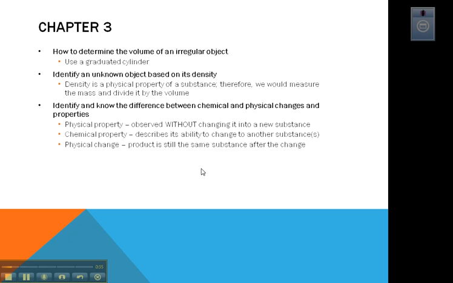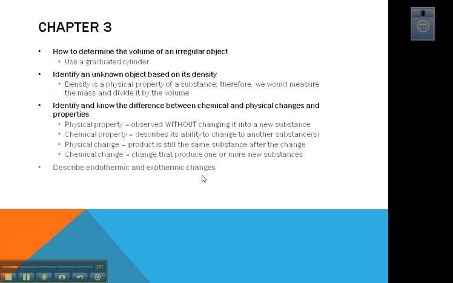It might produce more than one. A physical change is a product still the same substance after the change. We don't get any differences. That goes right along with some of what we can see after these changes. And a chemical change is going to produce one or more substances. So even between properties and changes, you can see some correlation here.